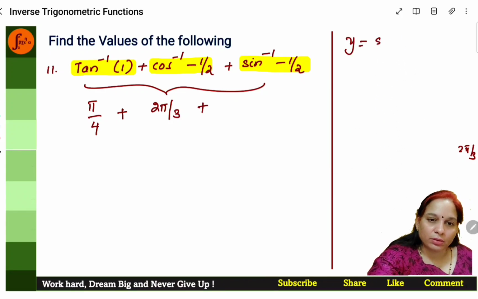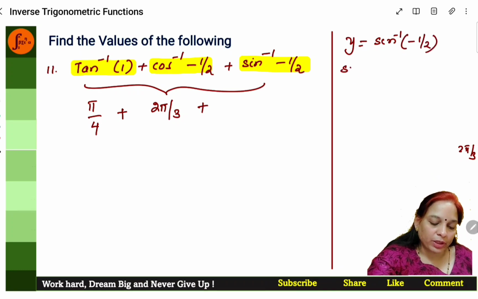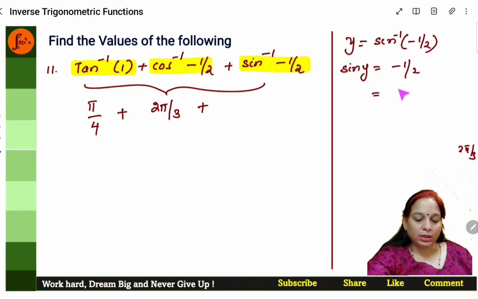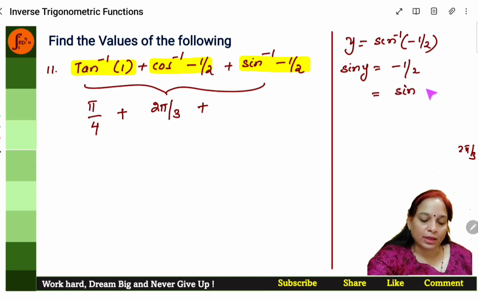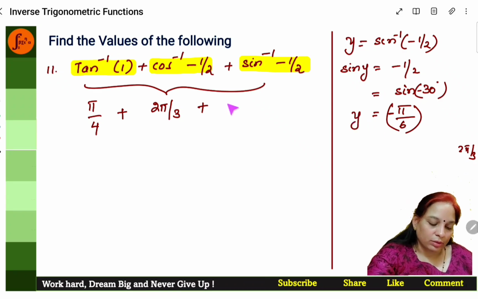Y is equal to sine inverse of minus half, which means sine y is equal to minus half. Sine 30 degrees is half, but you need minus half. So 30 degrees is pi by 6, and you should put minus here because there's minus here. So minus pi by 6 is the answer here.